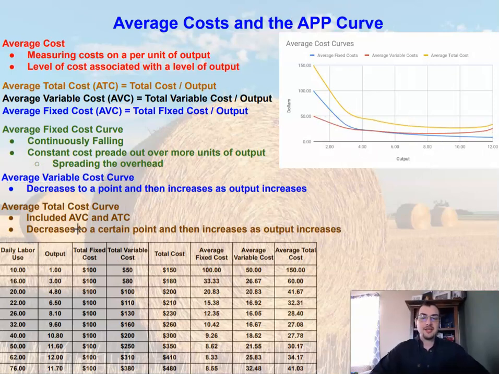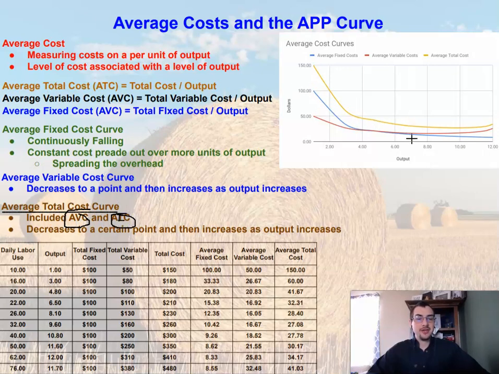So then let's dive into the average total cost curve. We figure out our average total cost by taking the total cost divided by output. Well, how do we find total cost? Remember, total cost was the summation of total variable cost and total fixed cost. So this average total cost curve by default includes average variable cost and average fixed cost. We know that this average total cost curve is a component of average variable and average fixed.